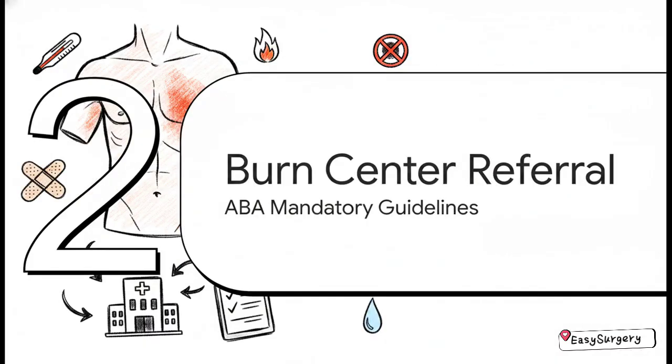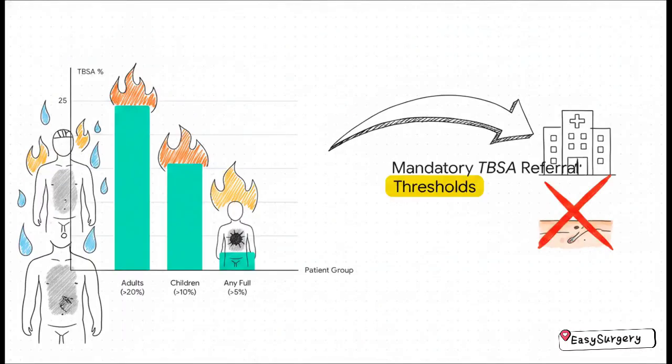Let's shift gears to Section 2, Burn Center Referral Criteria. We're talking the mandatory American Burn Association guidelines here, an extremely high-yield topic. So, there are very strict TBSA percentage thresholds for a mandatory referral. For adults, a partial or full-thickness burn greater than 20% TBSA means an automatic referral. For kids, that threshold drops to greater than 10%.